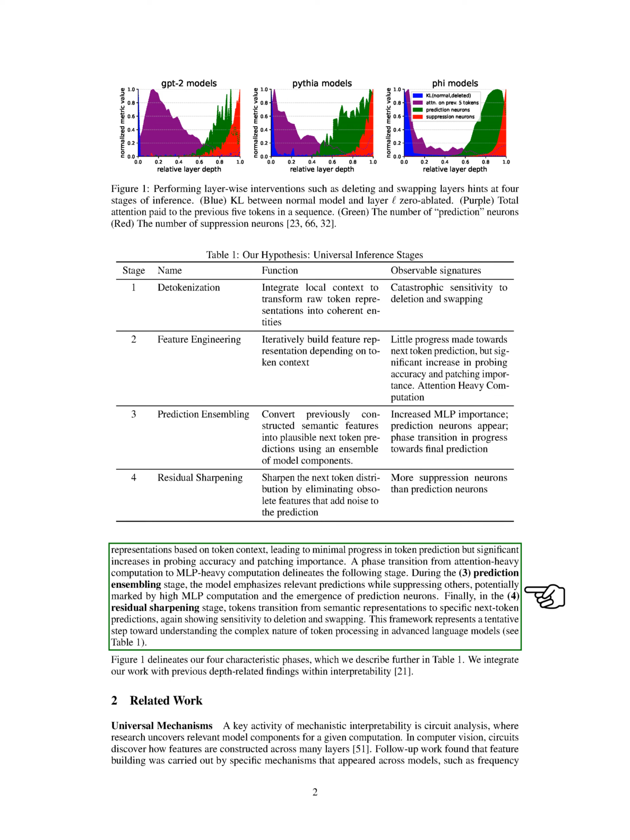In the realm of interpretability, research focuses on circuit analysis to understand model components for computations. Studies in computer vision and language models reveal universal mechanisms like induction heads and knowledge neurons. Depth-dependent studies, such as the logit lens technique, explore how models update hidden states across layers. Iterative inference is crucial in understanding how models make predictions.